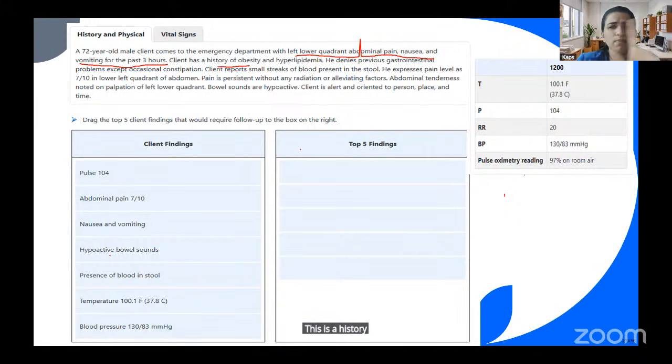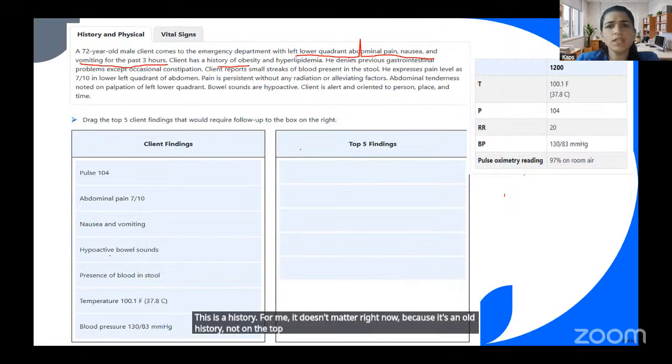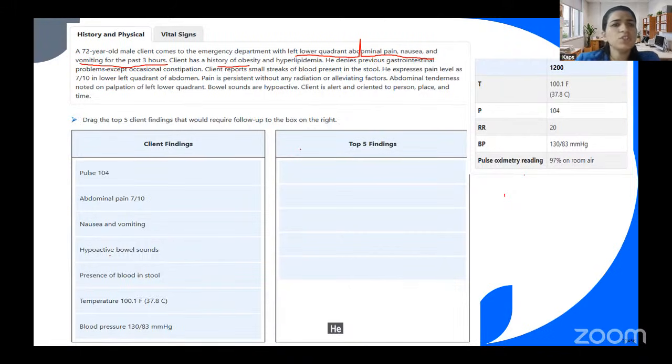For me, it doesn't matter right now because it's an old history, not in the top 5 for sure, even if it's there. He denies previous GI problems except the occasional constipation. Okay, nothing an emergency right now still. Now he reports small streaks of blood. Where? Presence in the stool. Okay, current symptom, you want to think about it, right? In your top 5 list maybe.